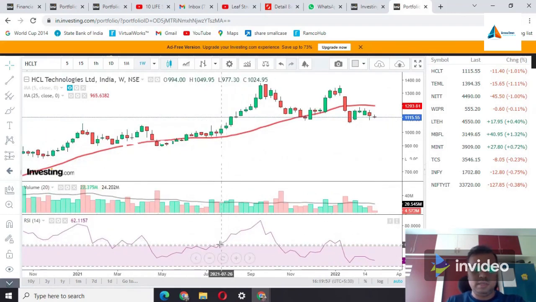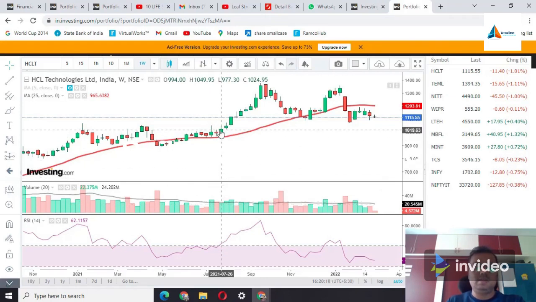Always enter a stock at this juncture. The candle should close above the 25 days moving average, and this RSI should be just above 60. If you do this, you'll be able to take the benefit. Now the question comes, entry is fine here. Entry you can do it. Volumes are also good, and entry is fine.